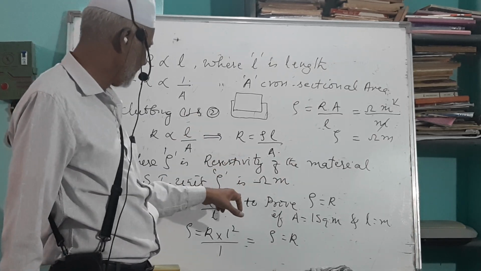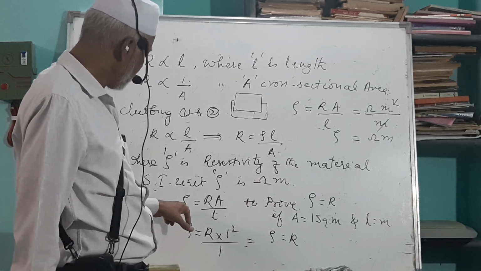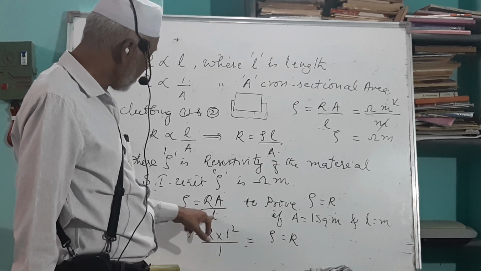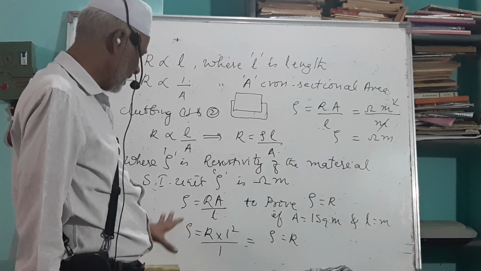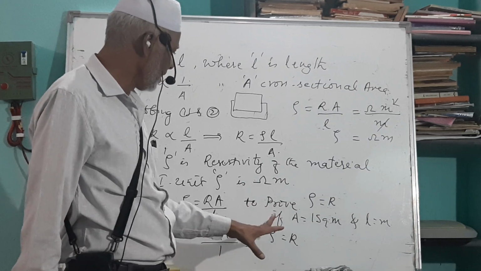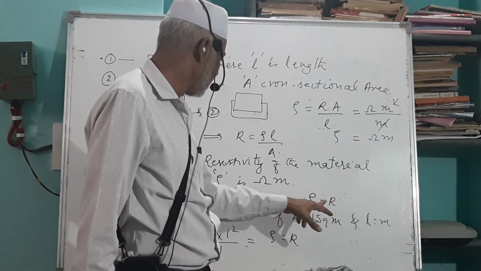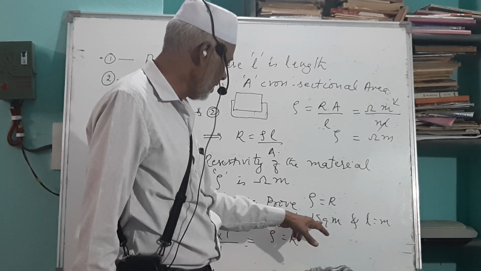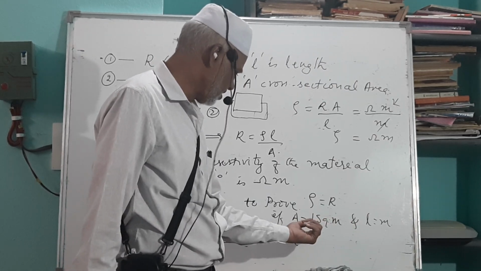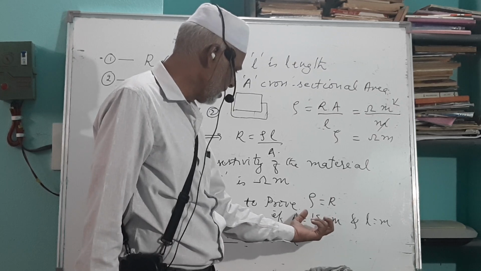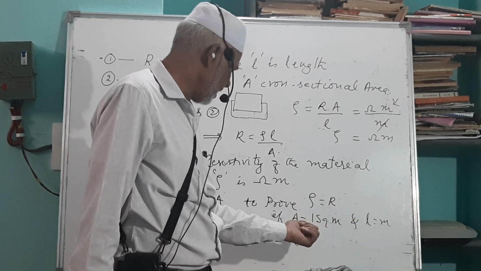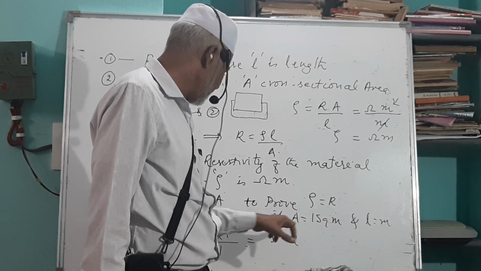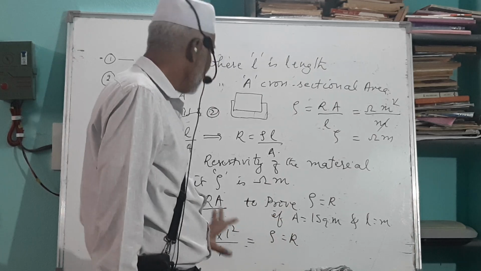The SI unit of resistivity is ohm meter. See that rho is equal to RA upon L. To define resistivity, as I said, you have to prove that rho is equal to R. In order to show rho is equal to R, A should be 1 square meter and the length should be unit length. Under this case, you can show that rho is equal to R.